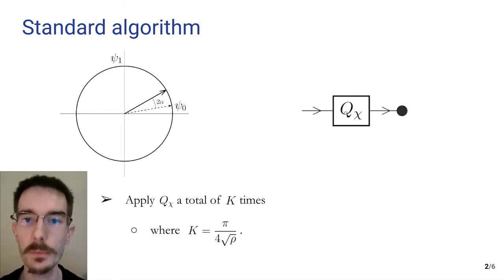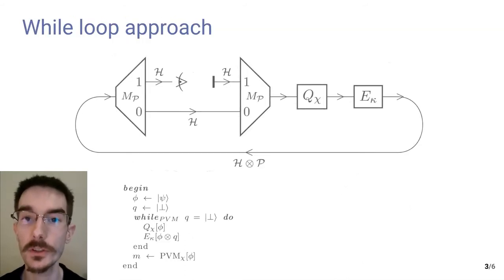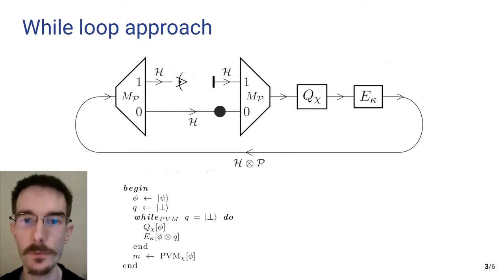In the standard algorithm, Q is applied k times, and then the state is measured. This k is decided beforehand, setting it to a value that maximizes the probability of success. We argue there's a different option. Do not apply Q a fixed number of times, but instead test a condition after every application of Q. If and only if the condition is met, the algorithm stops, as if it were a while loop.